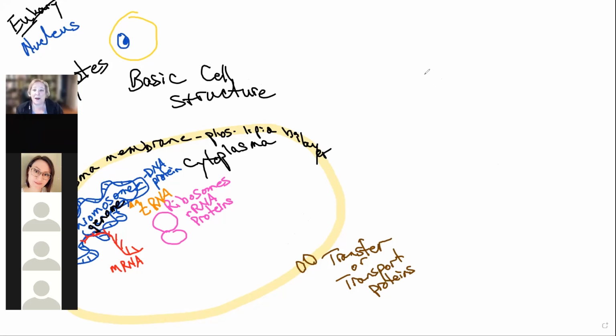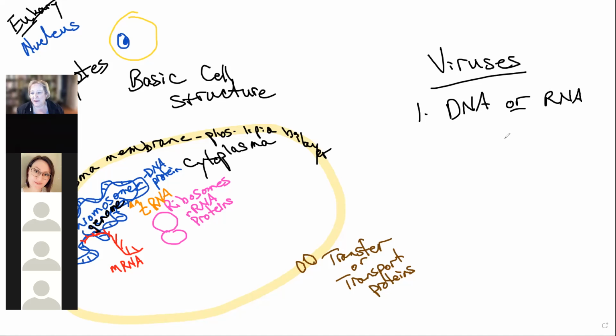Excuse me. Now we're going to talk about viruses. Okay. All right. So it was already mentioned, but viruses have either what or what? DNA or RNA. Very good. They have either DNA or RNA for their genomes.